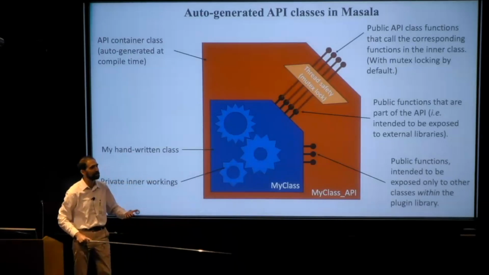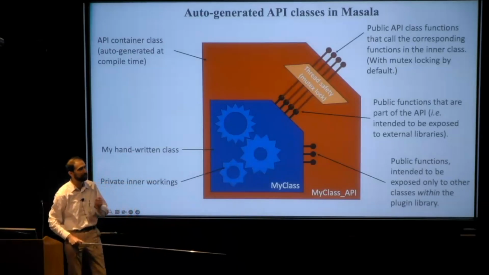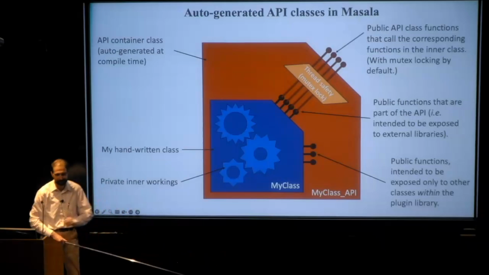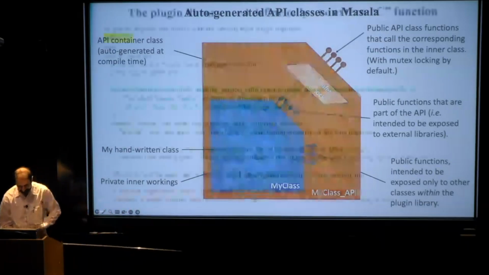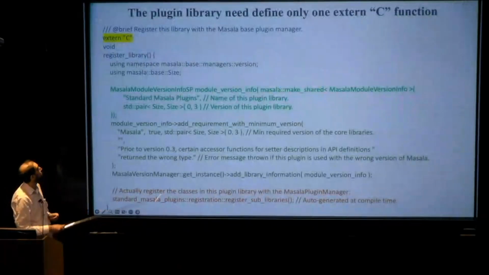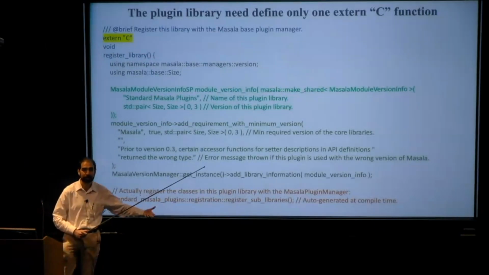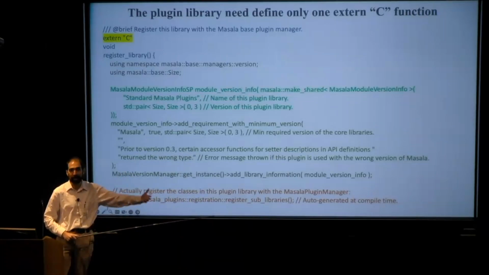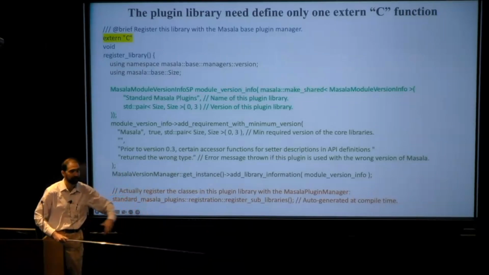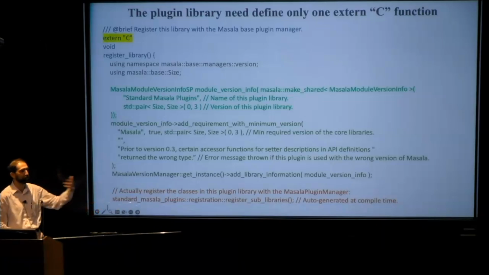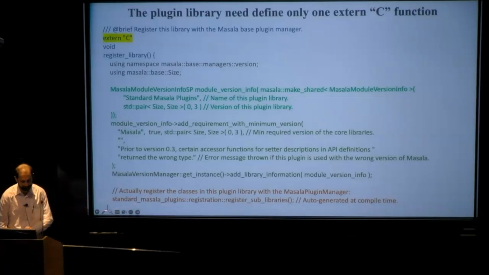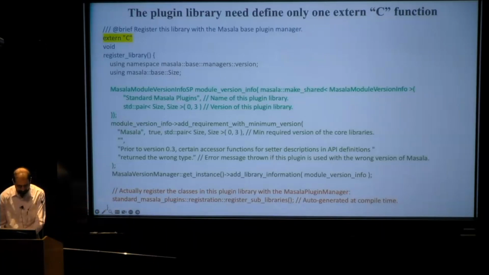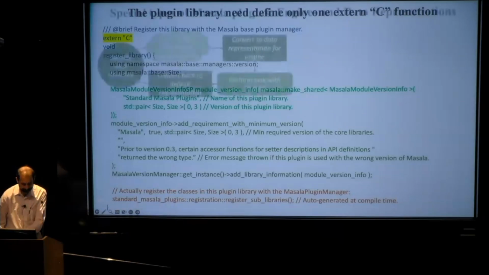So this also helps beginning developers. You don't have to write thread safe code. Your container is thread safe. The library needs only have one extern function. This basically just registers the library with the plugin manager and includes some information about the version of Masala that it expects. And it'll throw an informative error message if you try to use your plugin with the wrong version of Masala. This also gets auto-generated.